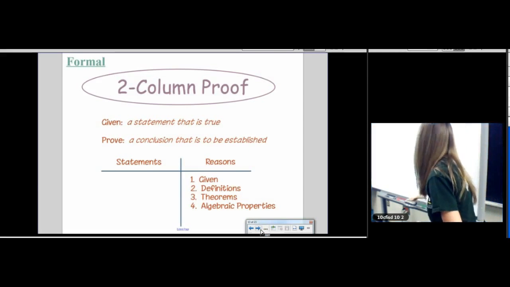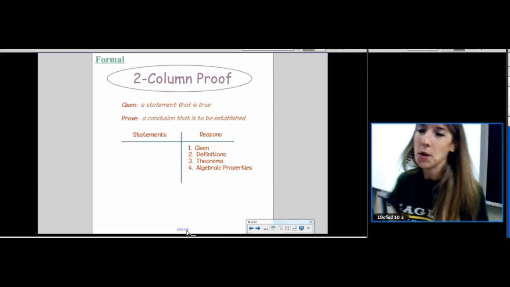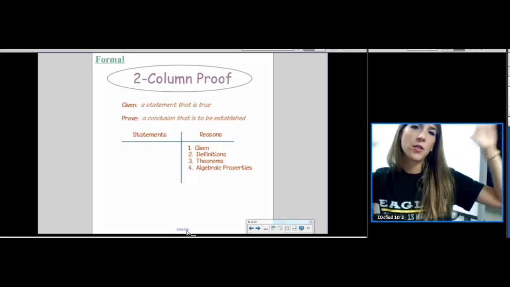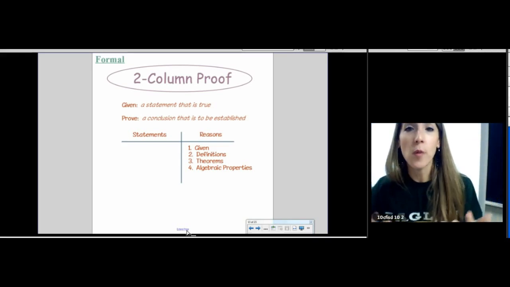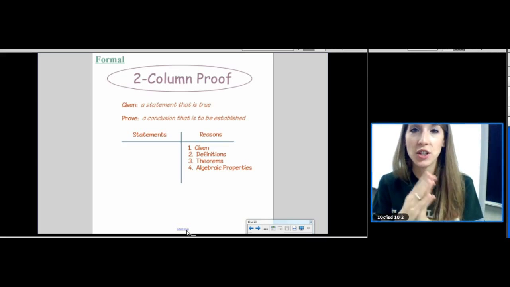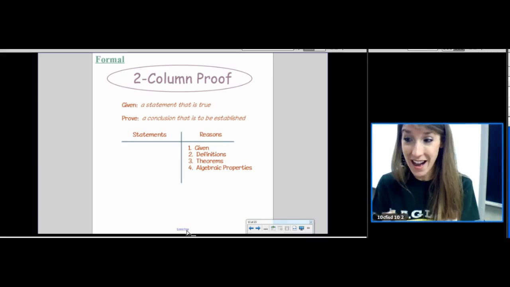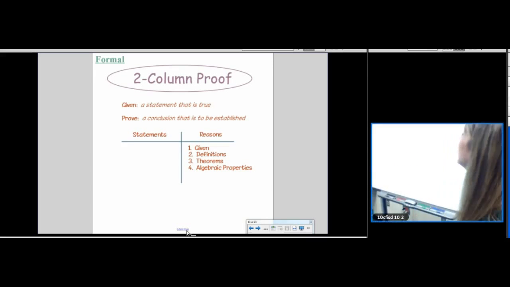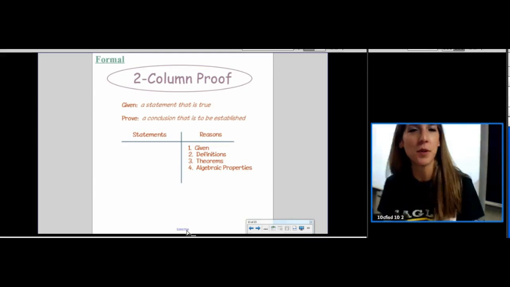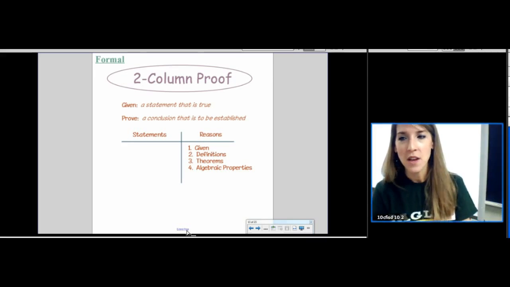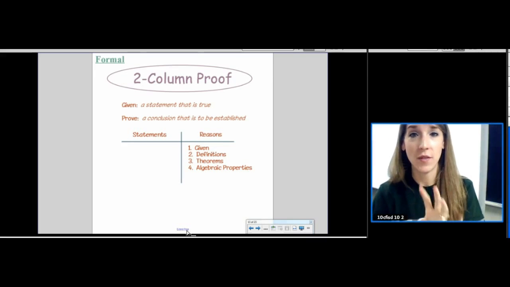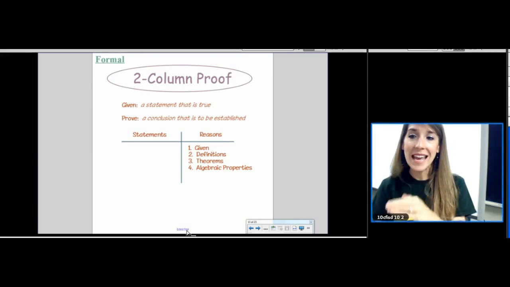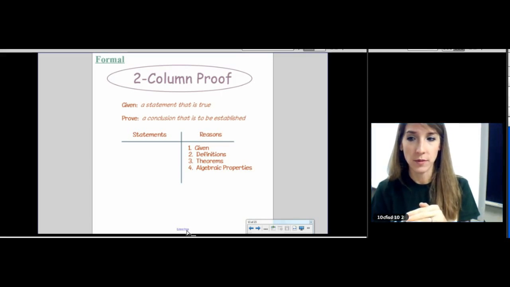Alrighty. Here's what a two-column proof looks like. We are now going from informal, just back up what you say, to formal. We're going to do it in a certain way, where there's only one right answer, like we're used to math being. So when you do a two-column proof, which we're not going to do a full one today, you always start with given information, and you always end with what you're trying to prove.